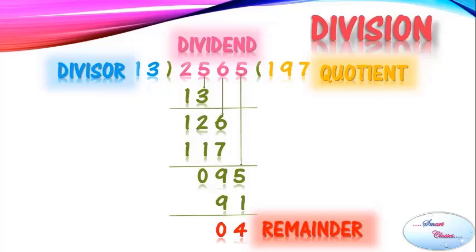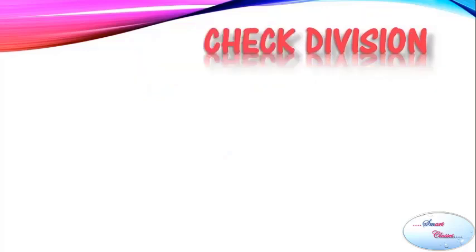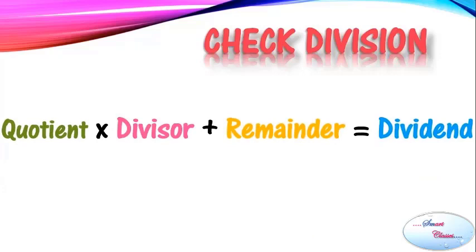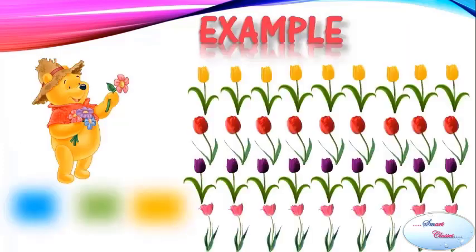After doing the division, if we want to check whether whatever we have done is correct or not, there is a formula which is quotient multiplied by divisor plus remainder is equal to dividend. When we multiply the quotient with the divisor and add the remainder to it, it will come exactly the same as the dividend. If both of these things are exactly the same, it proves that our division is correct.